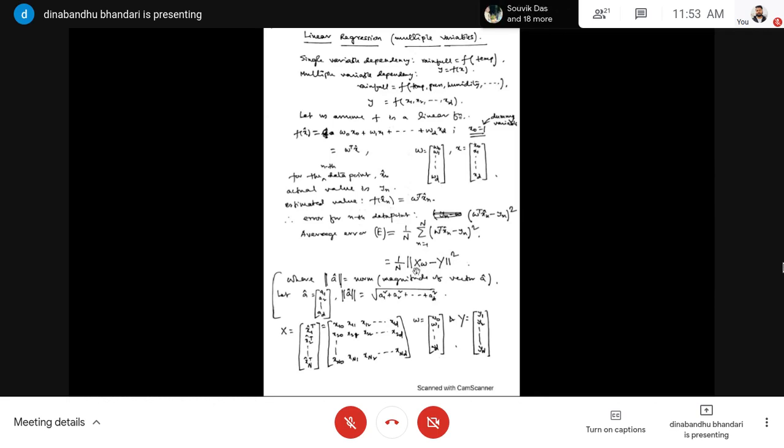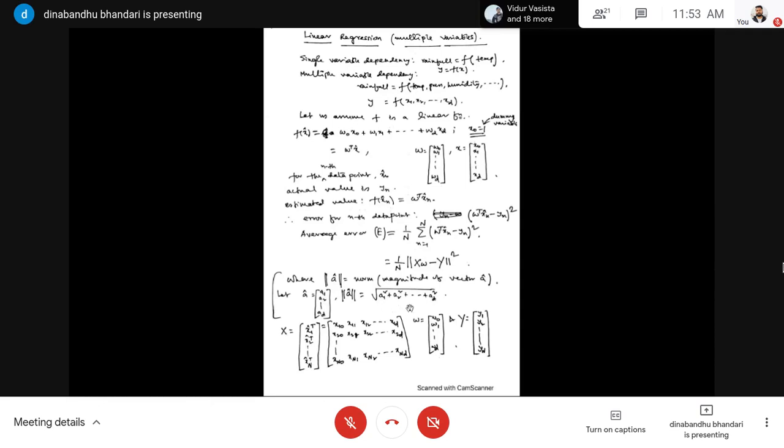Before I explain that, let me tell you what this norm is. The norm is the magnitude of a vector A. Suppose you have a vector A, like this: A1, A2, up to Ad. Now you tell me, what is the magnitude of this vector? All of us know, right?